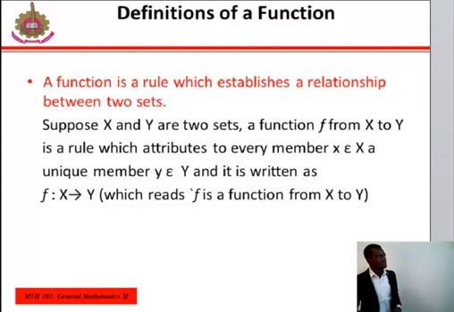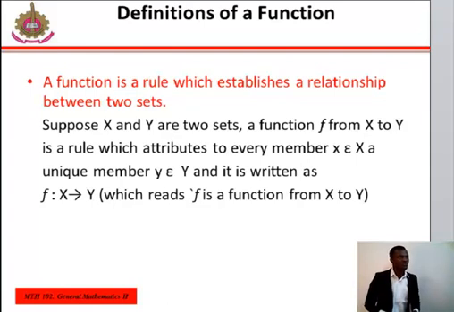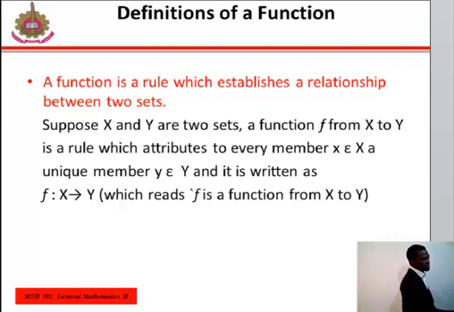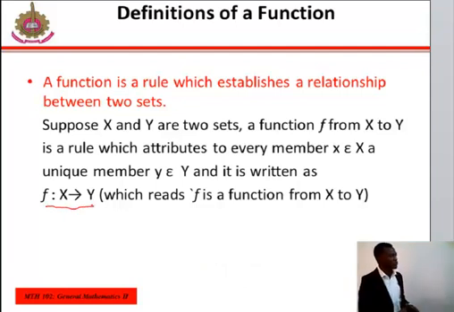Definition of a function. A function is a rule which establishes a relationship between two sets. Suppose we have X and Y as two sets. A function f from X to Y is a rule which attributes to every member x belonging to X a unique member y belonging to Y, as it is written on the board. Mathematically, f is a function from X to Y.